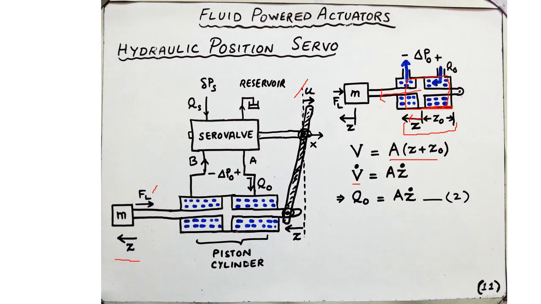If we take a derivative of the volume, the constant term Z naught will be eliminated. We're left with A times Z dot. Therefore, the flow rate Q naught, which was equal to V dot, is now A times Z dot. So now we have equation 2, which contains a Z term, although in the form of Z dot.